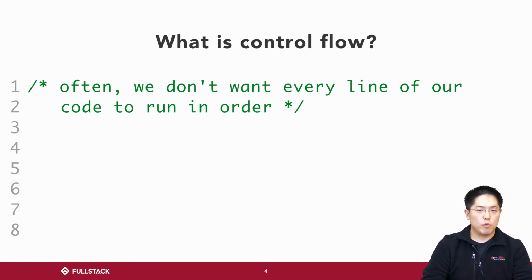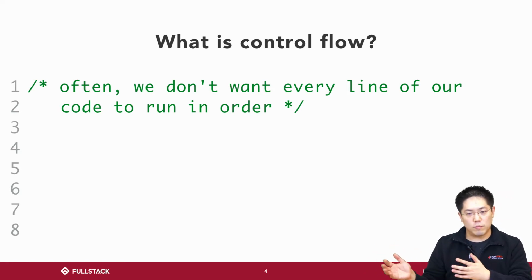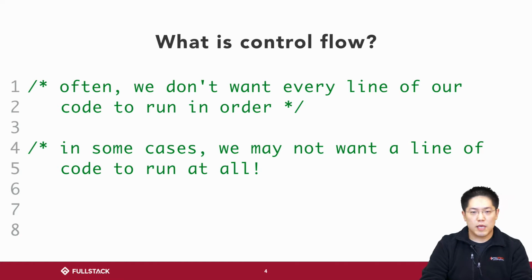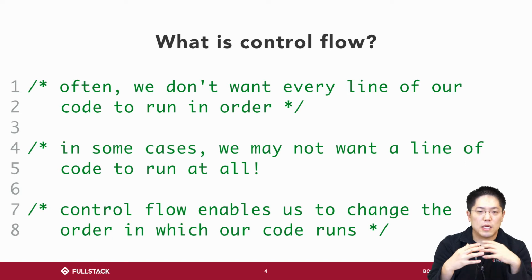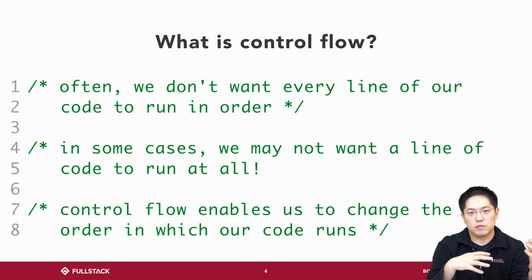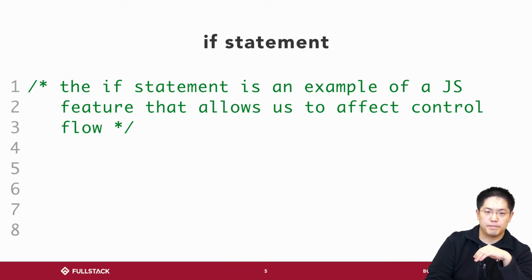Now, what happens is that oftentimes we want our program to do different things depending on the current state of the situation, right? So we don't want to run every line of our code. We want to do this if something is happening, else do that if other conditions are met, right? So, in some cases we don't want any lines of code to run at all. So what control flow does is enable us to decide which lines of code are run based off certain conditions in our code base, right? So the if statement is an example of a JS feature that allows us to affect control flow. There's a few other ones, while, for, but if is the most common one, and the one we'll look at today.